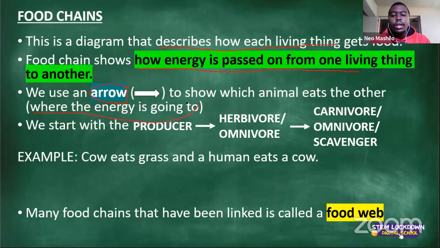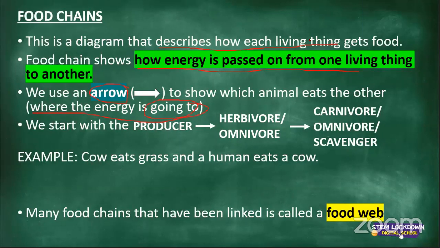So we use an arrow, not a line. I've seen a lot of people who draw food chains using a line. A line is not going to make sense because a food chain is supposed to show us the movement. If you don't use an arrow, there is no movement that we are able to see. So make sure that when you draw your food chain, you have an arrow to show how the food is moving from one thing to the other. I'm sorry, Mpilo, I will slow down.